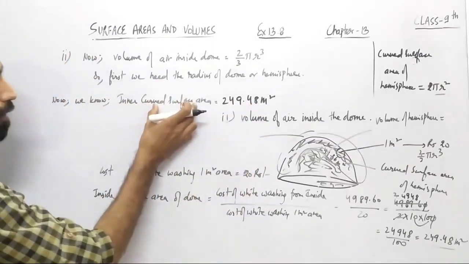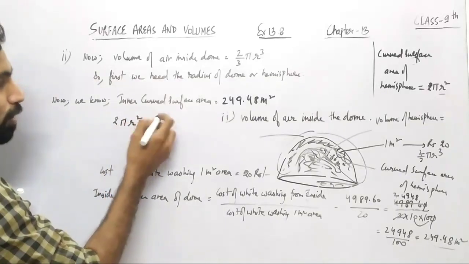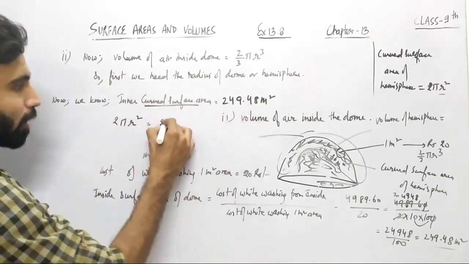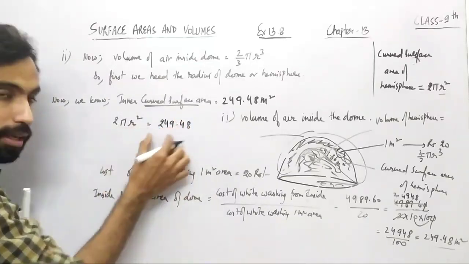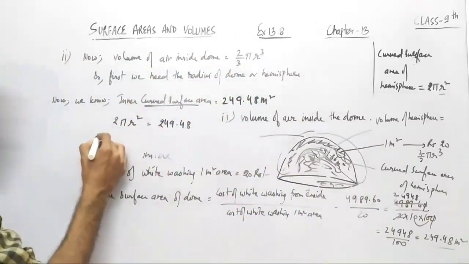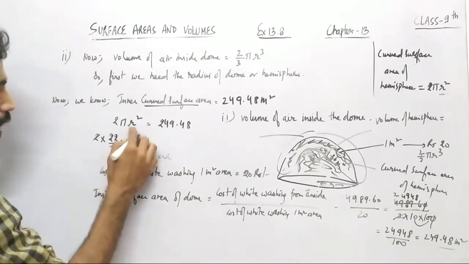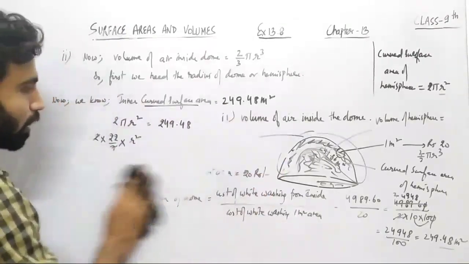Now I know that the formula for the curved surface area is 2 pi r square, so I have written the formula here. Already I know the curved surface area, that is 249.48. So I will equate them, as we have done earlier in the questions as well, right? Now let me solve this. 2 into pi, the value of pi is 22/7. Now r square will be as it is, right? Now let me just rub this down.